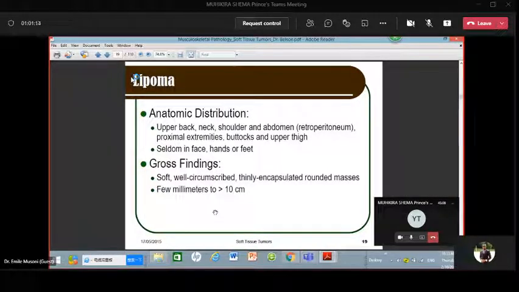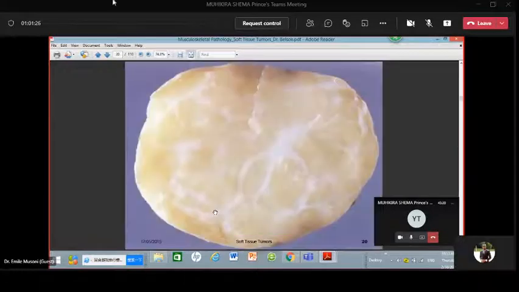On the gross, it is soft, well circumscribed, and encapsulated. Round, it is about a few millimeters, most of the time around 10 centimeters. This is an image of the lipoma. This one here is fat. This one is a connective tissue around those fat, where there are blood vessels and fibrous tissue. This one is white, whereas this one is yellow, it is completely fat.